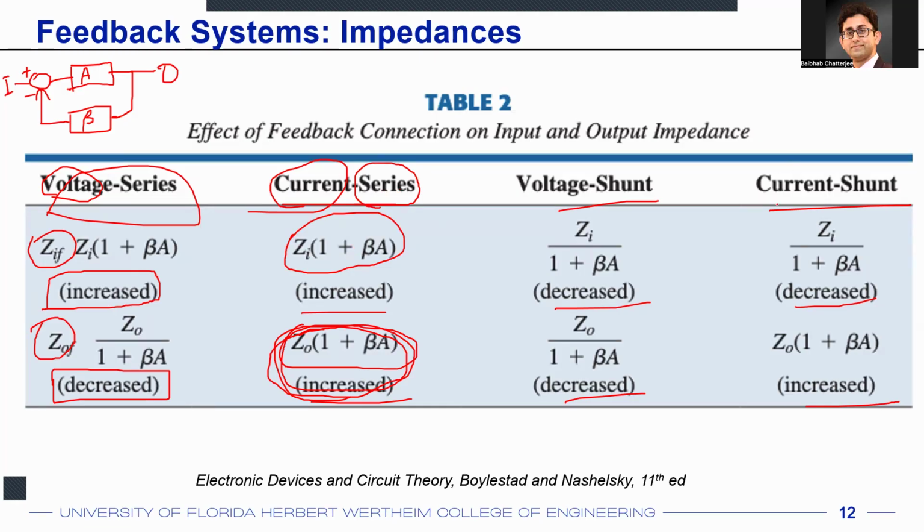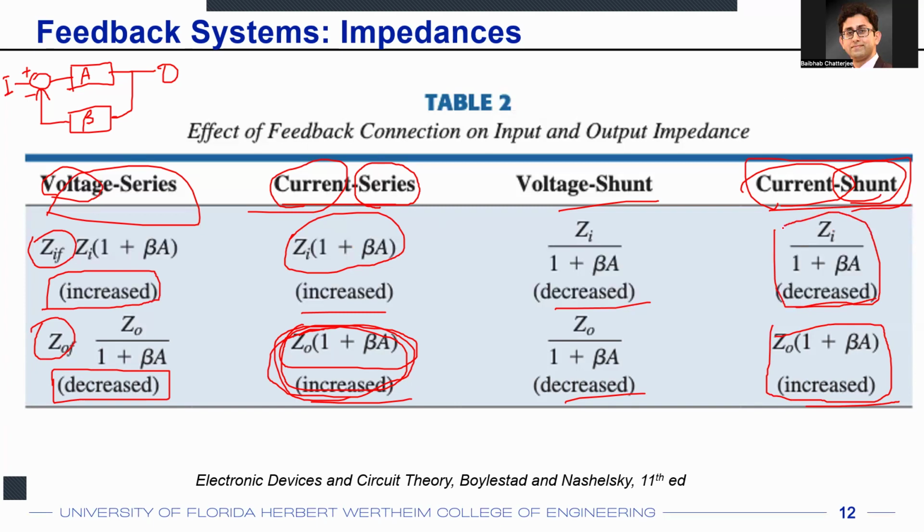Take another example, current shunt. Your output is current, input is current. If your output is current, you're taking away some amount of current from the output. Think about Ohm's law once again. If your current is reducing, your impedance is increasing. And you're feeding back some amount of current at the input. So your current is increasing. That means your impedance is decreasing.